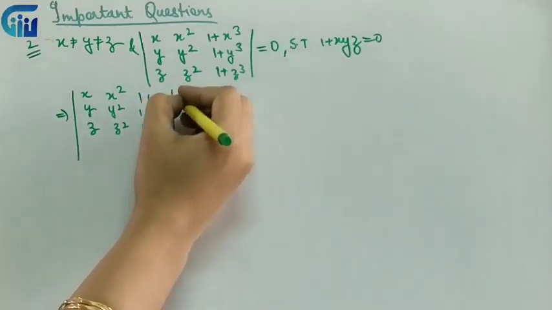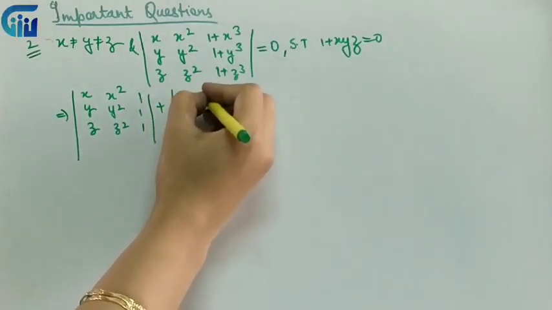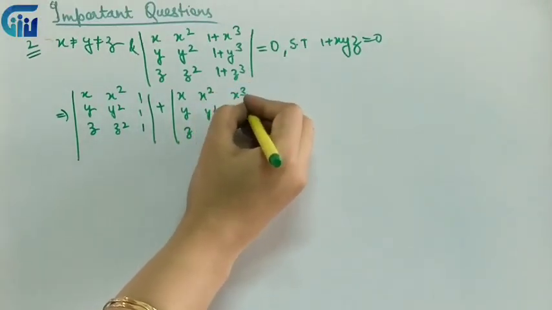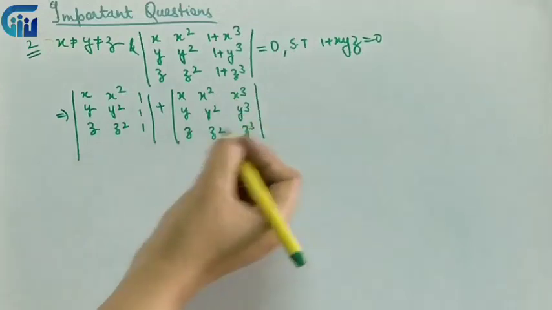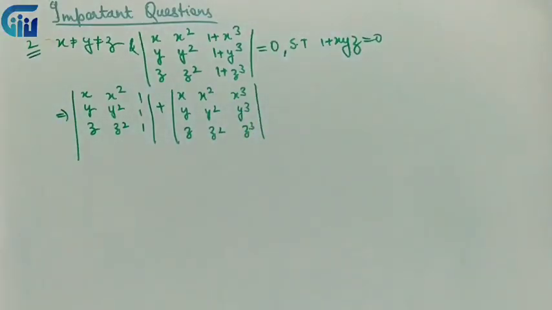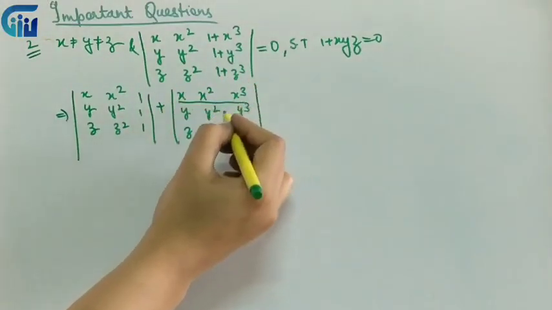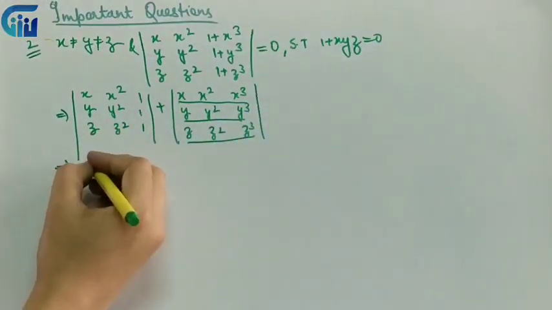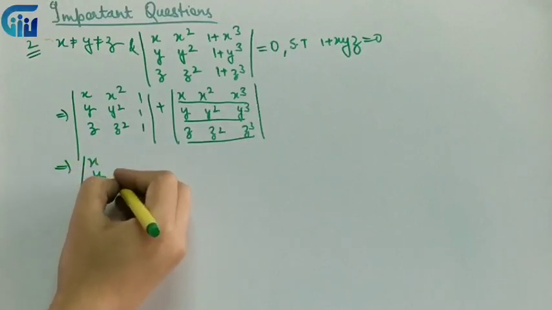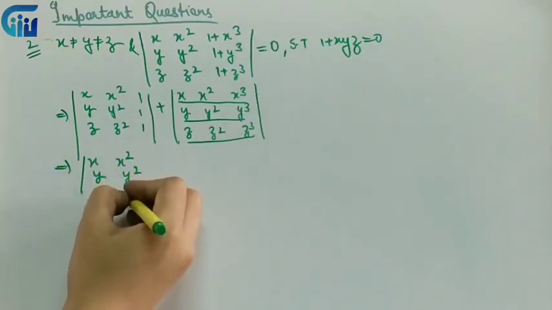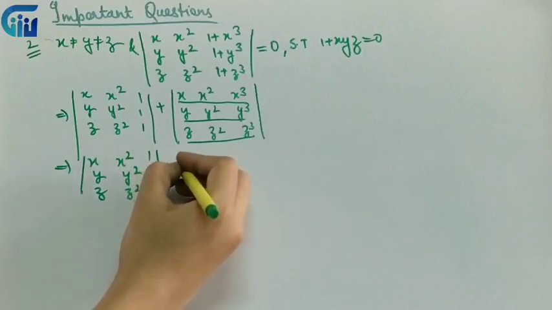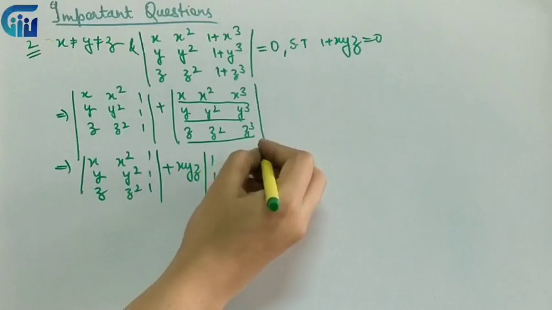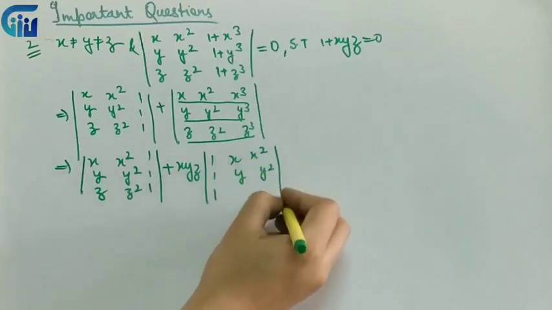We will write it as x, y, z, x square, y square, z square. And this will be x cube, y cube and z cube. Now, the first determinant I'll write as it is. From the second, what do I observe? I can take x common, y common and z common, right? So I'll take x, y, z common from the second determinant. What I'll get is 1, 1, 1, x square, y square, z square.